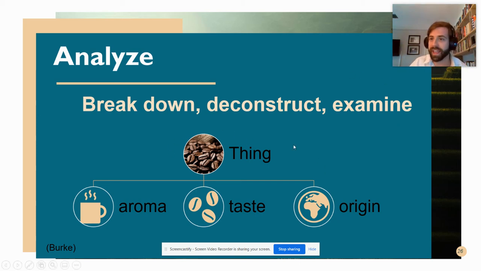So if I take a thing like coffee, for example, if I were to analyze coffee, I'm a big coffee drinker. I might talk about what it smells like. I might talk about its taste. I might talk about its origin or the best temperature at which to drink it. So I'd really have to see those individual pieces and parts.